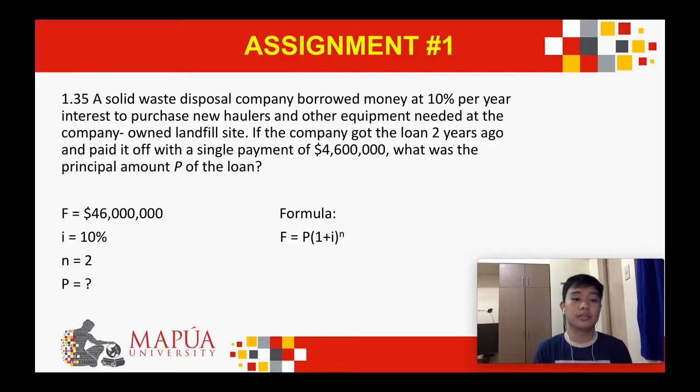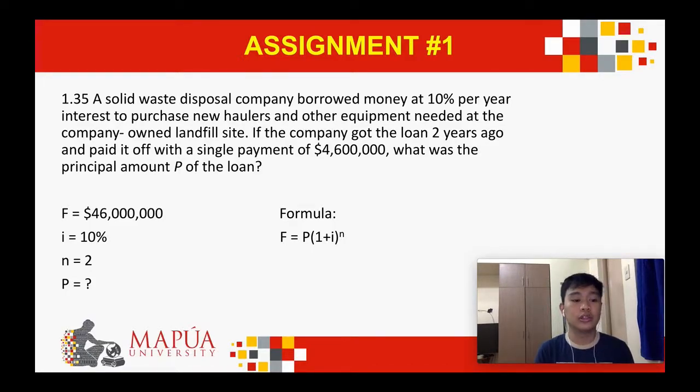A solid waste disposal company borrowed money at 10% per year interest to purchase new haulers and other equipment needed at the company-owned landfill site. If the company got the loan 2 years ago and paid it off with a single payment of $4,600,000, what was the principal amount P of the loan?